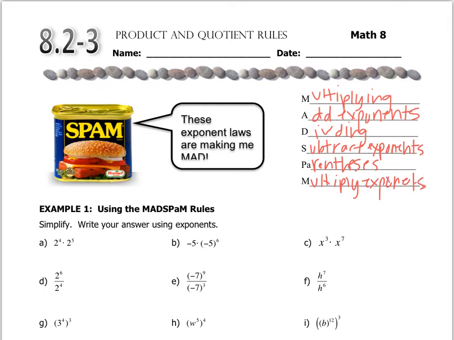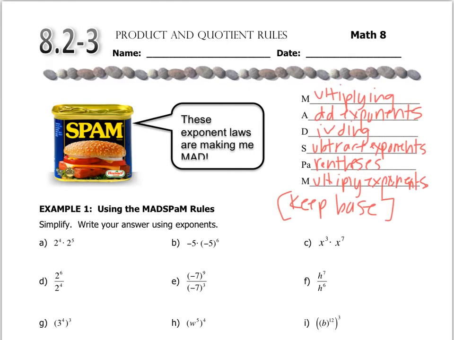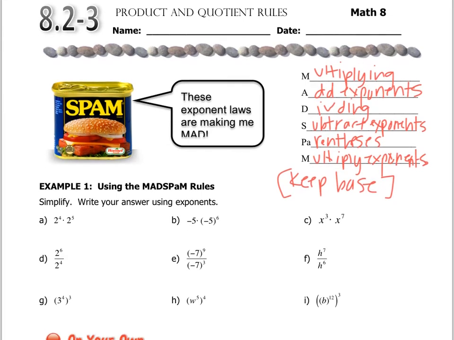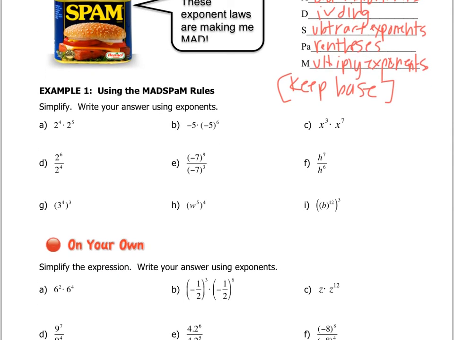Now, in all cases, you keep the base. So what does that mean? If I have letter A down below, 2 to the 4th times 2 to the 5th, the rule is to add the exponents. So you get 2 to the 9th because 4 plus 5 is 9.